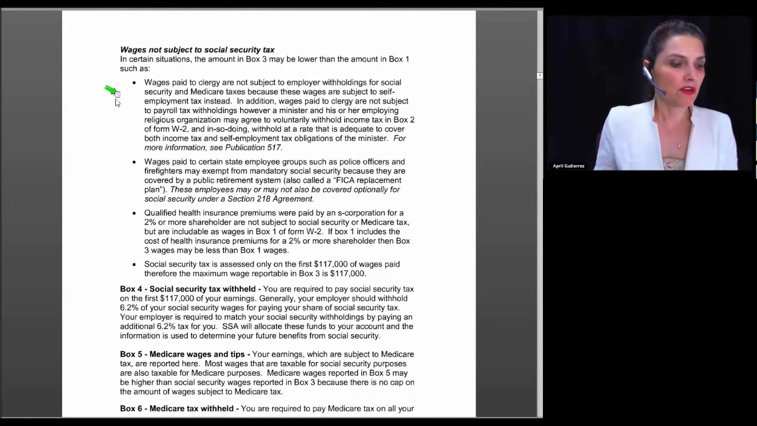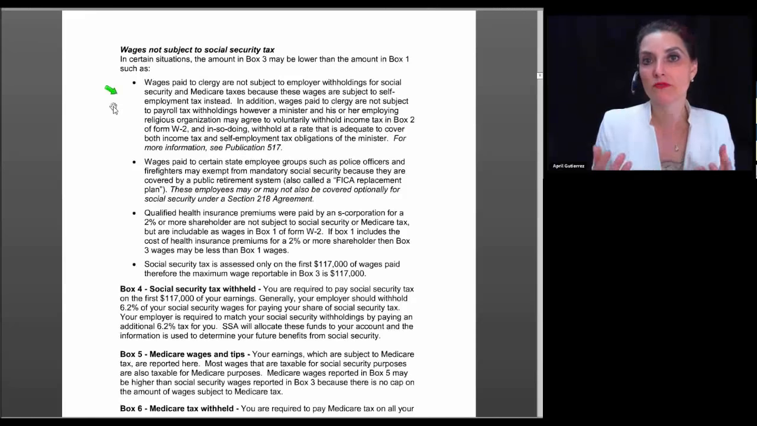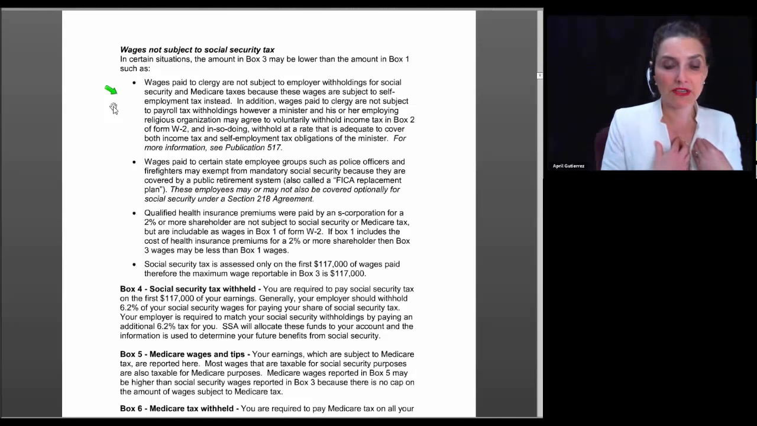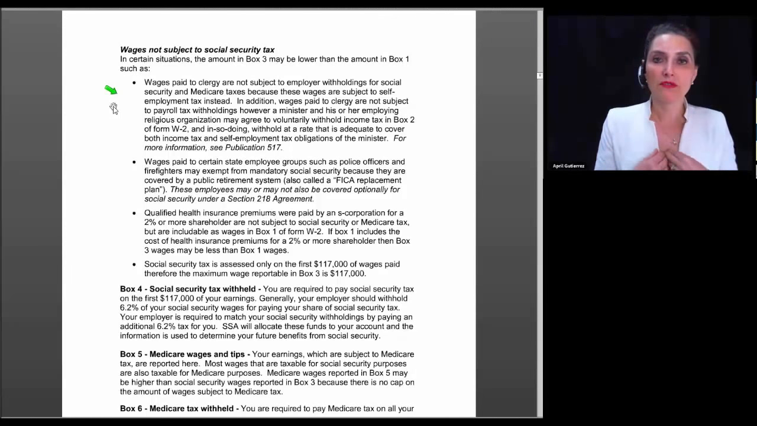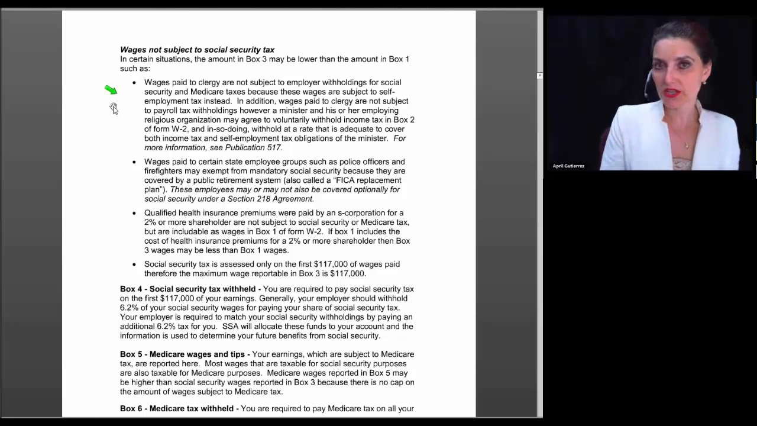The first one we run across is wages paid to clergy, because the rules relating to clergy are actually very specific. Clergy are really deemed to be self-employed. However, they're self-employed for self-employment tax purposes, not for purposes of being an employee. So when you have a minister working for a church or other religious organization, that minister should receive a W-2 and not a 1099 miscellaneous.